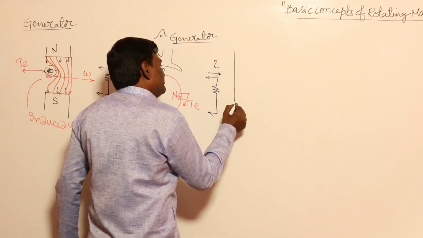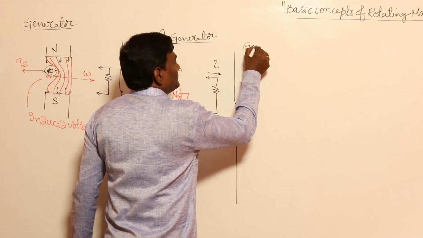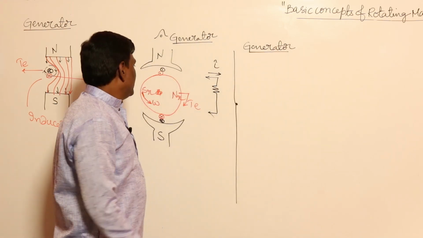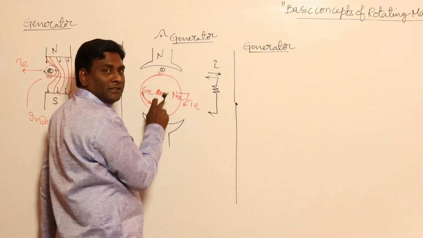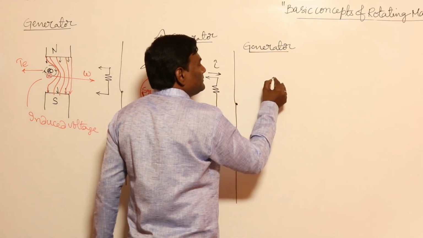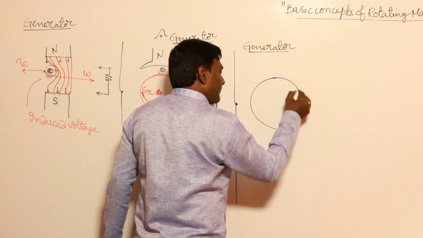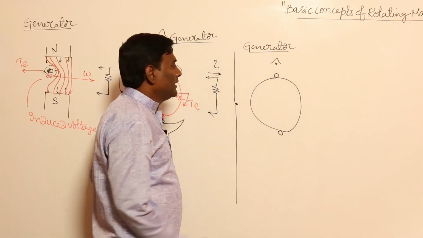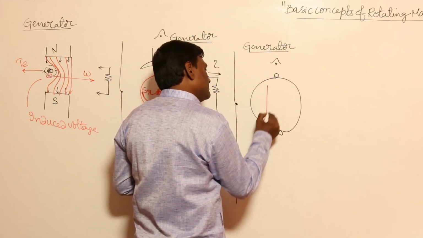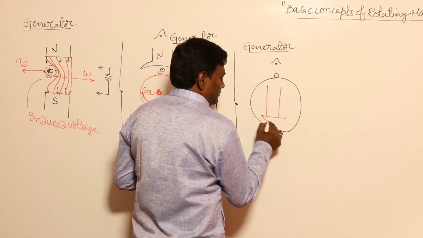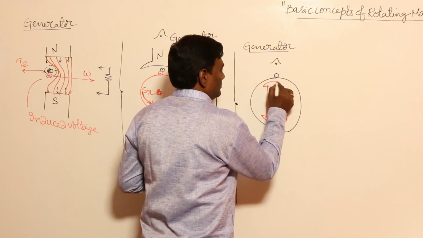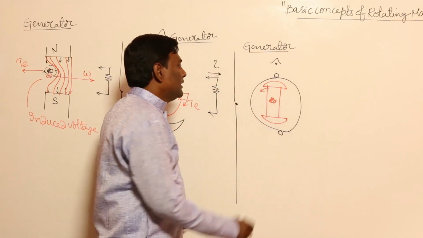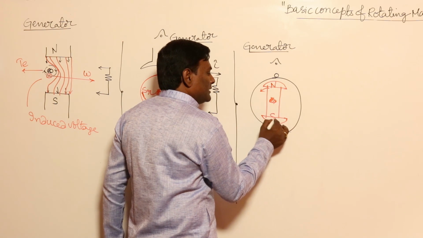Let me think of a generator again. In a generator, let us think the poles are in the rotor and the armature is in the stator, like our alternator. For example, conductors are here. Now let me think of my poles, in this direction. Let me think this is the N pole. Let me think this is the S pole.